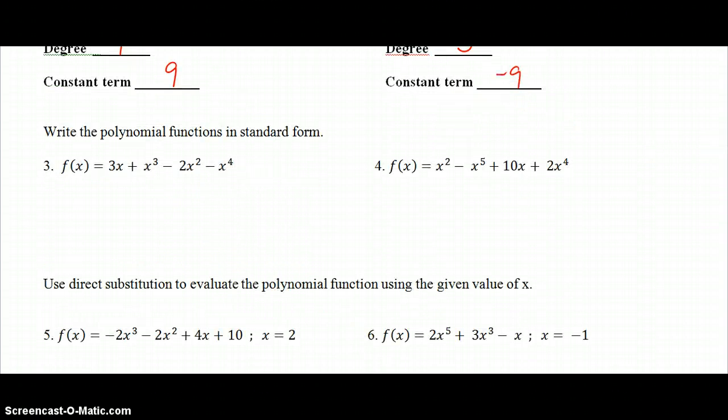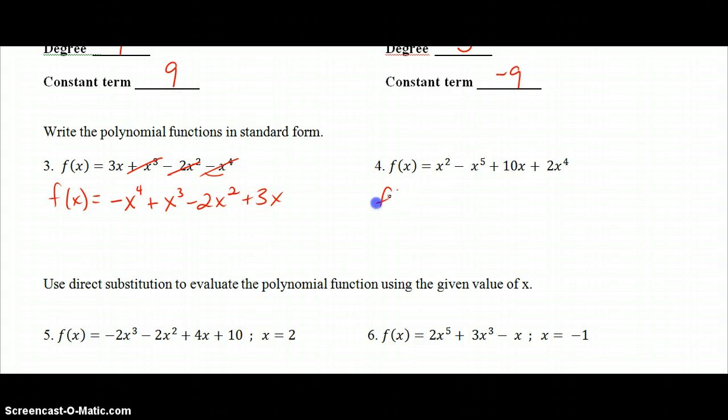For number 3, we're just going to rewrite the equation in standard form. So f of x equals, my highest degree is 4. Make sure you carry the negative sign with the x. So x to the fourth plus x cubed is my next one. I'm going to cross them out because it'll be easier for me. Minus 2x squared plus 3x. There's no constant term, so we can just leave it as that.